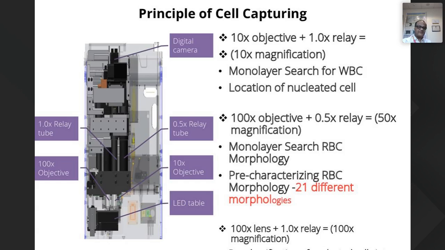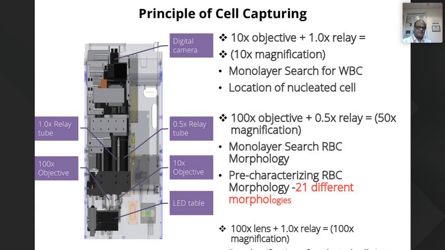So what are the small differences we are talking about? I've just highlighted here: inside the CellaVision you have a relay tube or a digital camera. The relay tubes come in two types, 0.5x and 1x. So you have got 100x objectives.